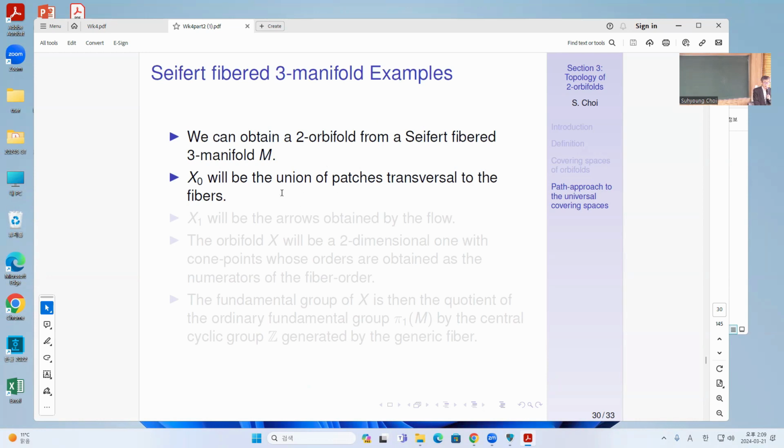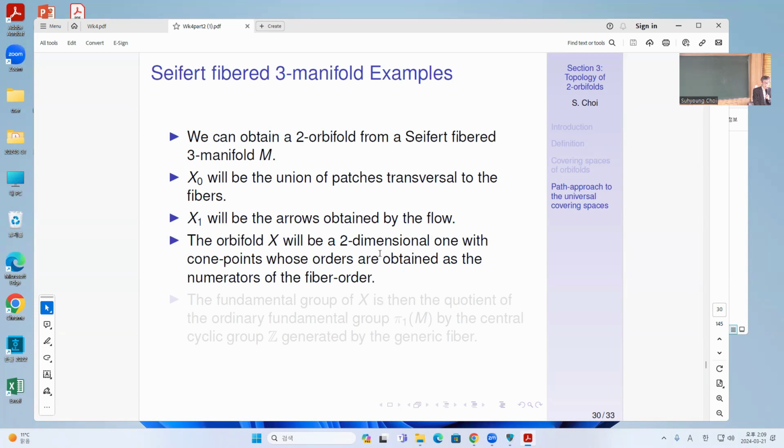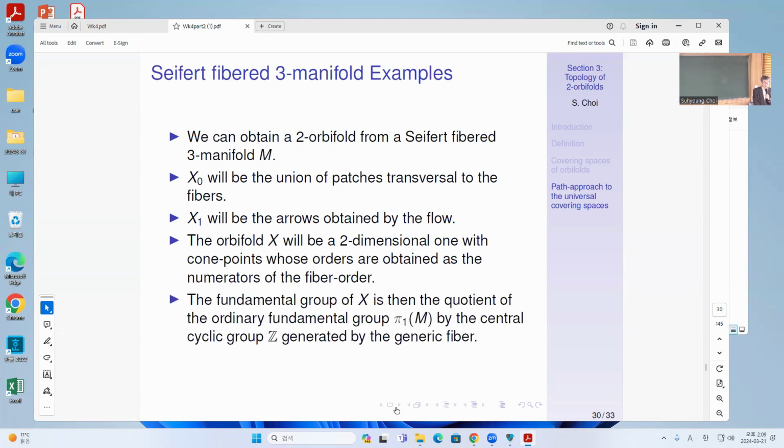How we can construct it is that X0 will just be the union of patches transversal to the fibers, and X1 will be the arrows obtained by the flows. So flows will give you the arrows; flows will identify points. The orbifold will be two-dimensional with cone points, which are obtained as the quotients by the fiber order. And the fundamental group of X is a quotient of the ordinary fundamental group of the three-manifold by the central subgroup generated by the generic fiber. I'm not really explaining that, I'm just stating the result here. But basically the idea is very similar to what I said.